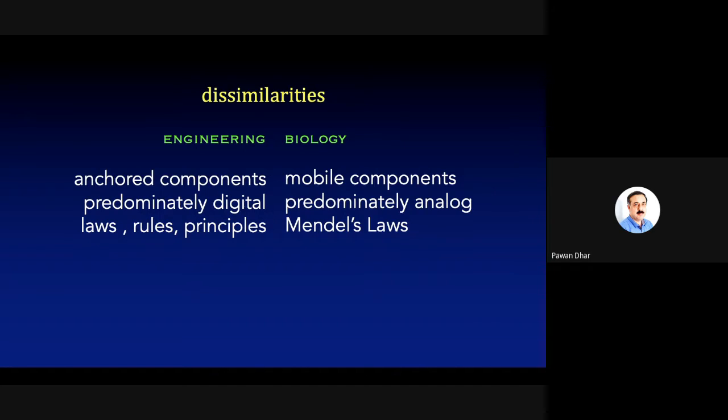And biological systems are predominantly analog. Let's say you switch on the light and it's on and off, but in the case of a fan regulator, it is 0, 1, 2, 3, 4, 5. Now this is analog behavior. That is how genes behave. And the other things.